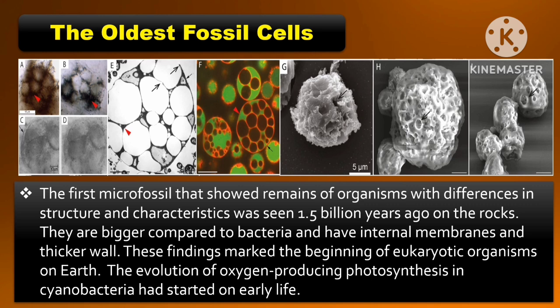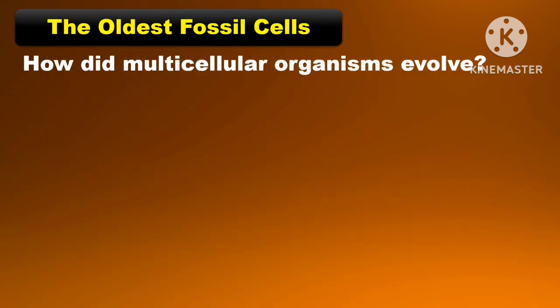The first microfossils that showed remains of organisms with differences in structure and characteristics were seen 1.5 billion years ago on the rocks. They are bigger compared to bacteria and have internal membranes and thicker walls. These findings mark the beginning of eukaryotic organisms on Earth. The revolution of oxygen-producing photosynthesis in cyanobacteria has started on early life.